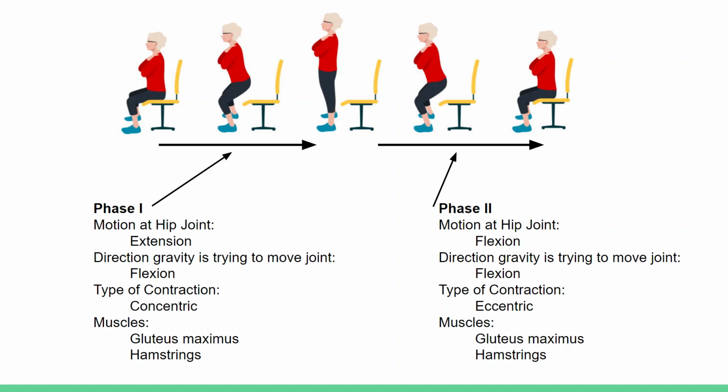So if you're extending your hip as you rise and gravity is trying to move your hip joint into flexion, those are opposite. And so therefore it is a concentric contraction of the gluteus maximus and the hamstrings. So that's for phase one. Phase two is when you're lowering yourself back down into the chair. So you're flexing your hip joint. Gravity is also trying to flex the hip joint, but you are controlling that movement. So it's an eccentric contraction, again, of the gluteus maximus and the hamstring muscle group.